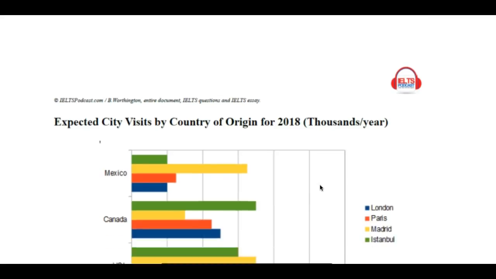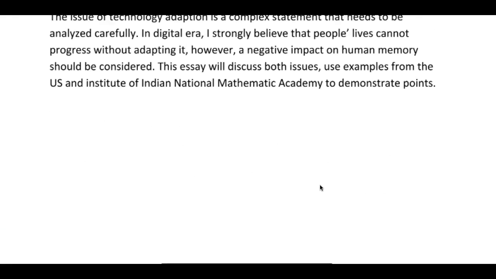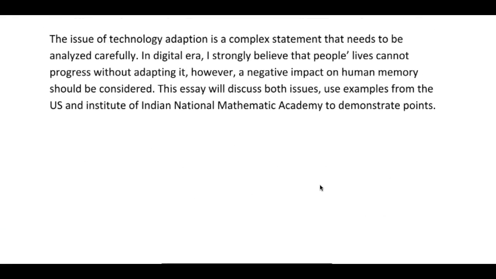Very impressed. Let's have a look at the next one. The issue of technology adaptation is a complex statement that needs to be analysed carefully. In the digital era, I strongly believe that people put an S and then put the comma on. People's lives cannot progress without adapting to technology. However, the negative impact on human memory should be considered.